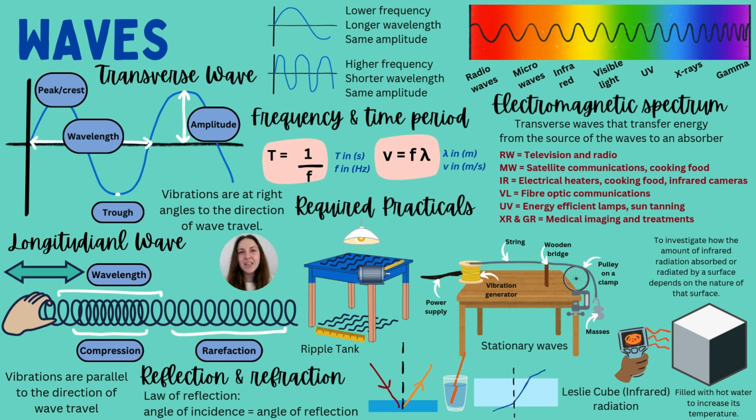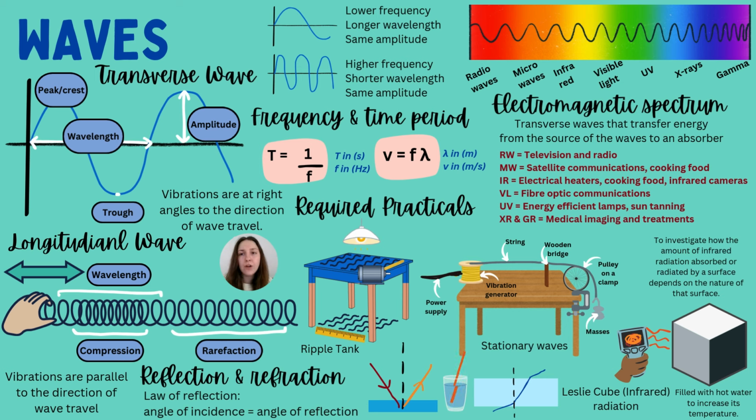The Leslie cube practical essentially helps us to see how infrared radiation is either absorbed or reflected. A Leslie cube is a metal cube that has different surfaces, and you can fill it with boiling water, and you'll be able to see and measure that infrared radiation that's being emitted from the surface. The different surfaces are matte black, shiny black, matte white, and a shiny metal surface. What you want to do is place the Leslie cube on a heat resistant mat for safety, and you fill it with, like I said, boiling water and place a lid on top.